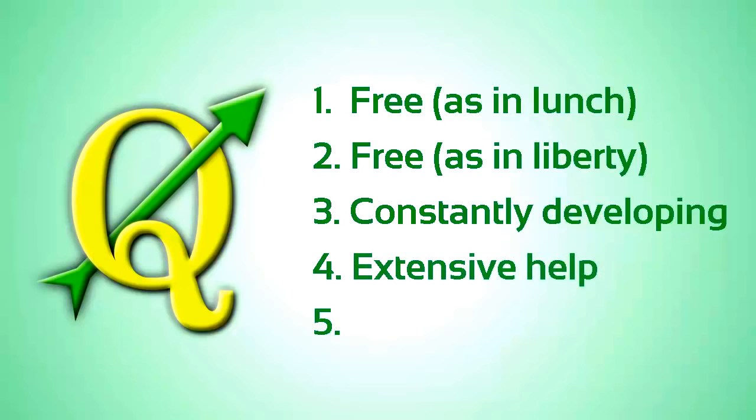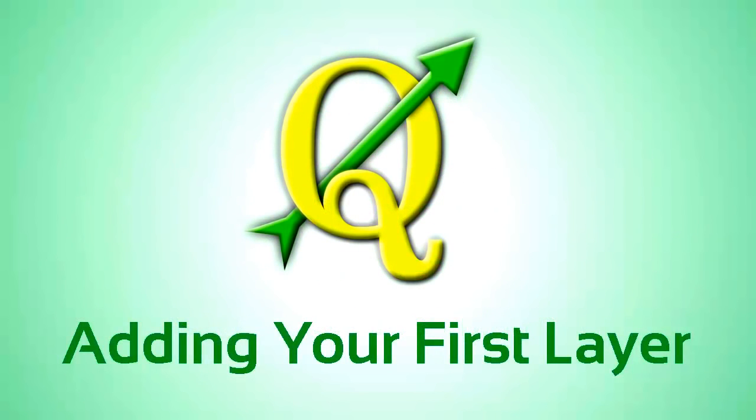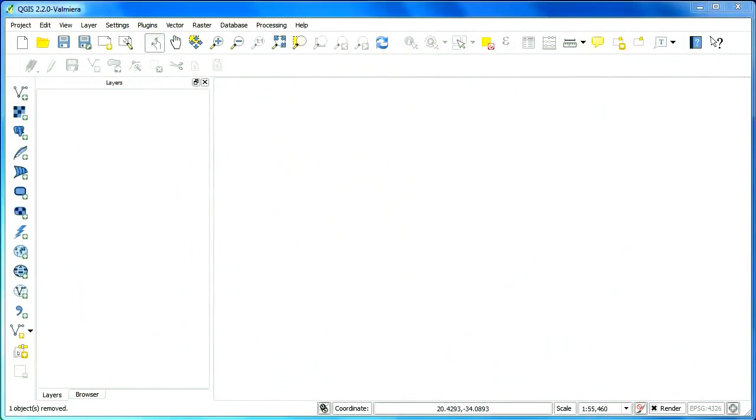Reason 4. Extensive help and documentation is available. If you're stuck with anything, you can turn to the extensive documentation, your fellow QGIS users, and even the developers. Reason 5. It's cross-platform. QGIS can be installed on macOS, Windows, and Linux. So now that you know why you want to use QGIS, we can show you how. The first lesson will guide you in creating your first QGIS map. Adding your first layer. We'll start the application and create a basic map for use for examples and exercises. So let's get started right away.